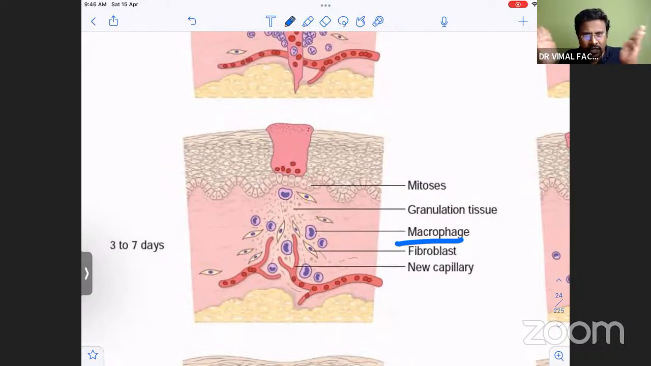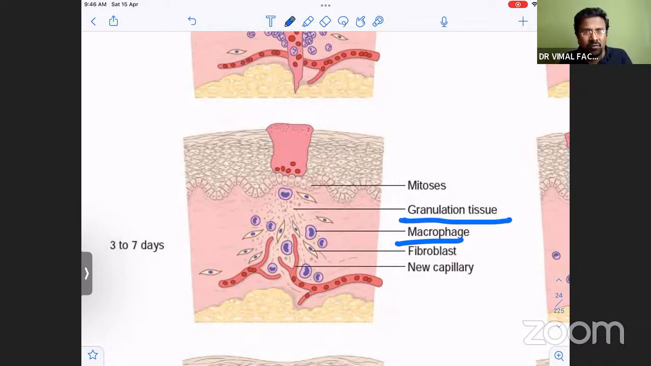So that area has to be united. Now the raw area is there, and both raw areas have to be united. So you need a special tissue which should act as a cement-like substance which unites the two raw areas. That cement-like substance, that tissue, is called the granulation tissue.